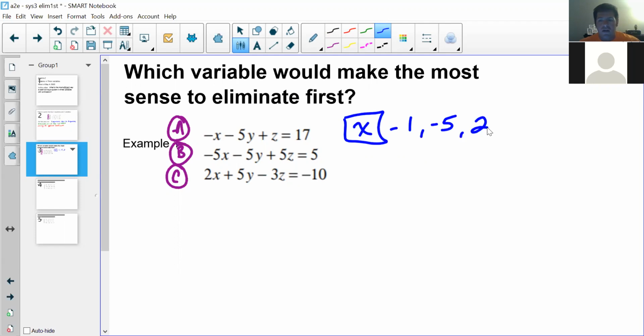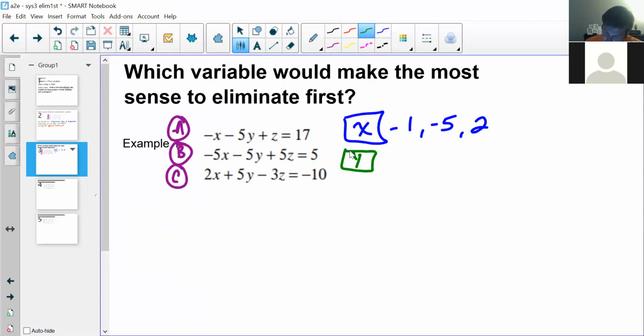Now, there's not necessarily a common factor within that set of numbers, which means if I try to take the number 2 and multiply it to get the -5, there's no whole number integer that would do that. And my quickest common multiple for x there would be a 10. So I'm going to go ahead and talk about the y's now.